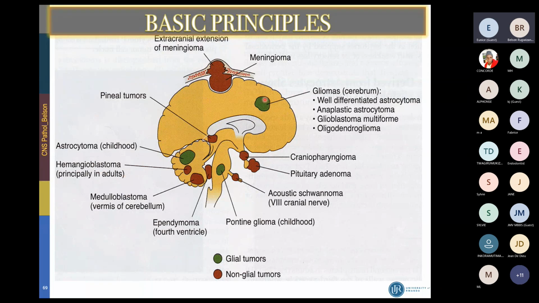So uko mubona utu tuntu turimo dutukura n'utw'umukara n'utw'ubururu, icyatsi kibisi, sorry. Icyatsi kibisi ni glial tumors, so arising from astrocytes. Others, the red are non-glial tumors. Noneho uko kaba kanini cyangwa gato, uko kaba kanini ukuba ni pourcentage y'izo tumor yanyu na tumors zose zo muri intracranial cavity. So you can see that meningioma, it is the most common one. Very kinini. Then gliomas of the cerebrum in adults, and glioma of the children in the cerebellum.